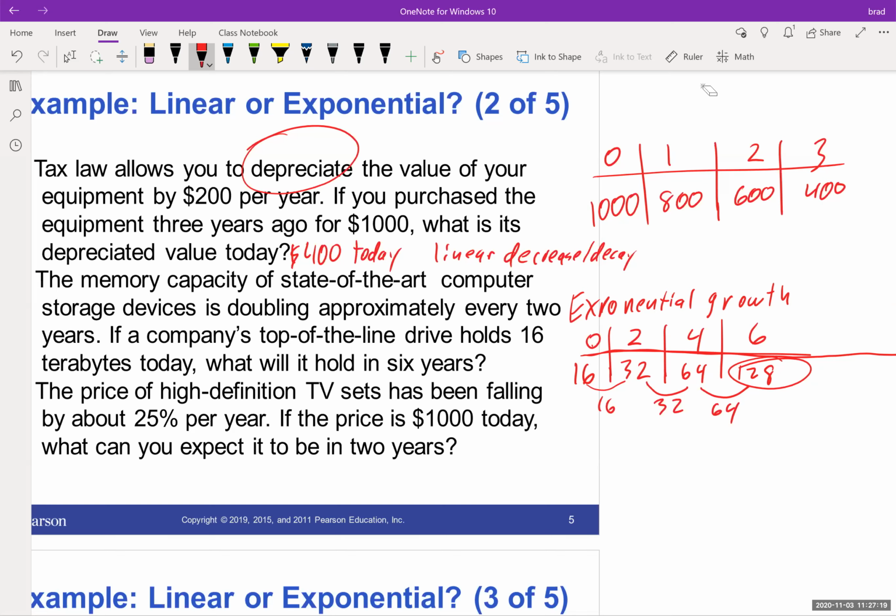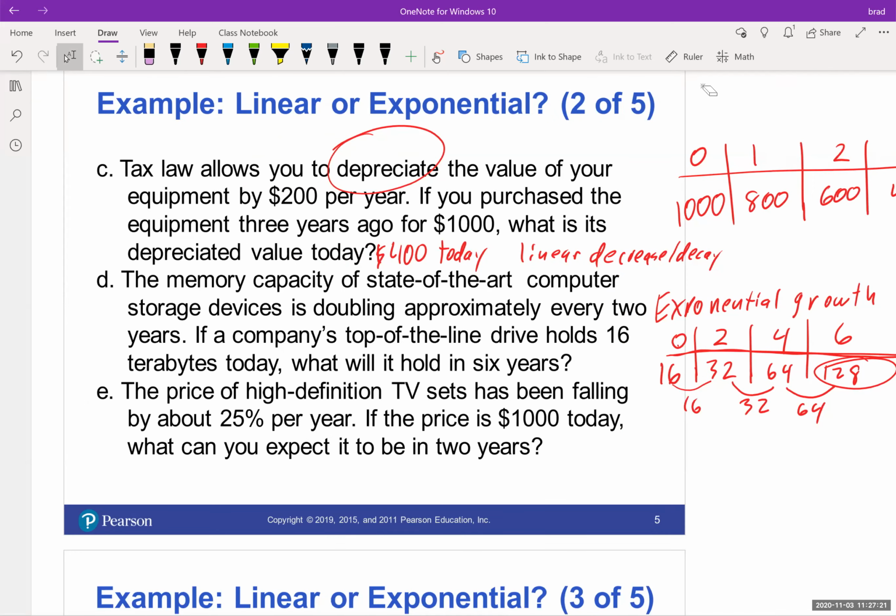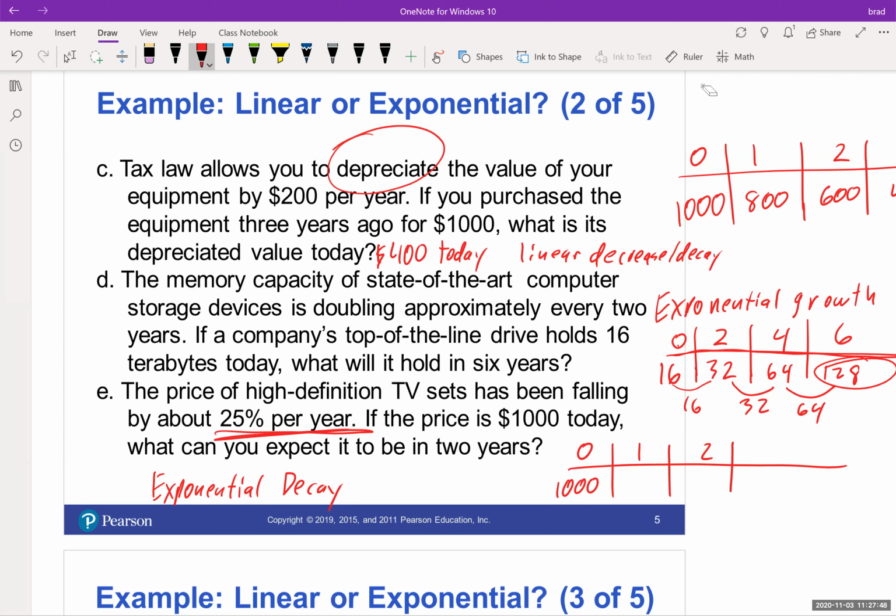Okay, so let's look at this last one. It says the price of a high definition TV set has been falling by about 25% per year. So right here, I'm pretty sure this is already exponential decay, but I'm going to do my little table just to be sure. So if the price is 1,000 today, that's 0 as our starting point. What can you expect it to be in 2 years? So we'll do 1 year and 2 years, okay?